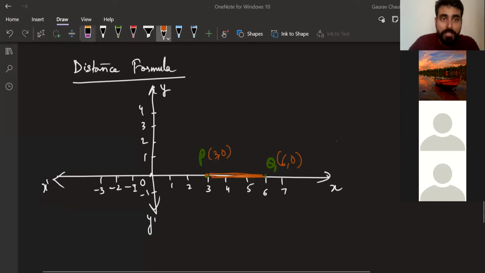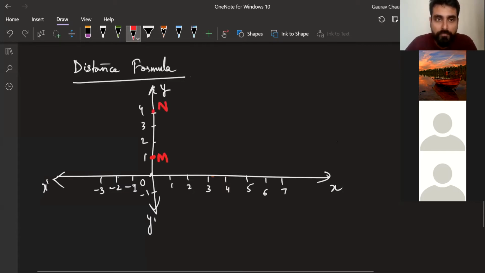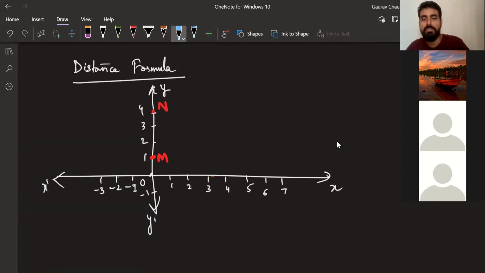All right. Now let me take this question. Let me change the question a little bit. Supposing you have this point here, say M, and this point here, N. What's the distance between these two? Dikshit, can you tell me what will be the distance between these two? Sir, again 3 units.